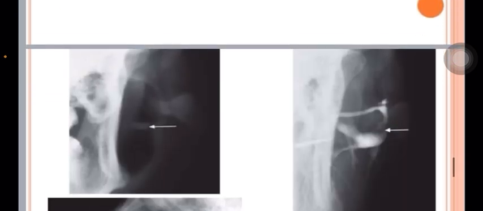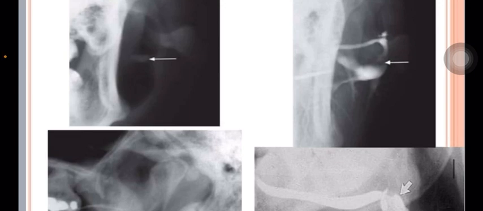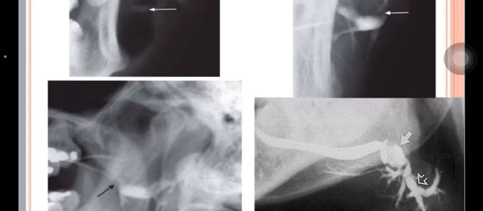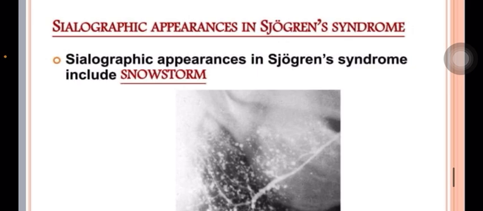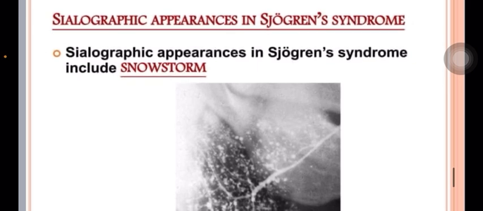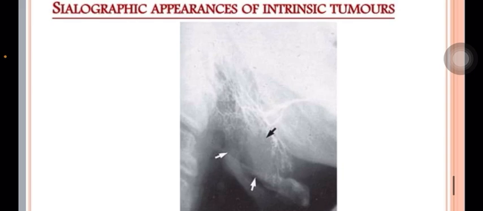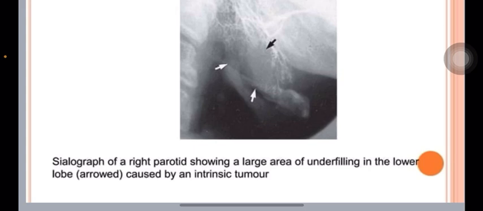These are the radiographs showing the ductal system, and post-operative radiographs showing stones. Sialographic appearance of Sjogren syndrome shows a snow storm appearance. Intrinsic tumor: sialograph of a right parotid showing a large area of underfilling in the lower lobe caused by the intrinsic tumor.